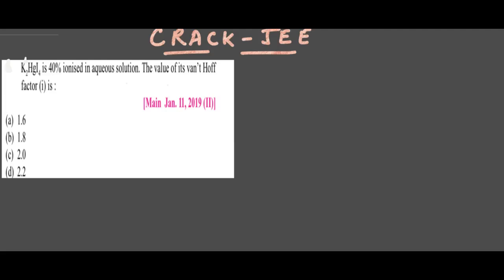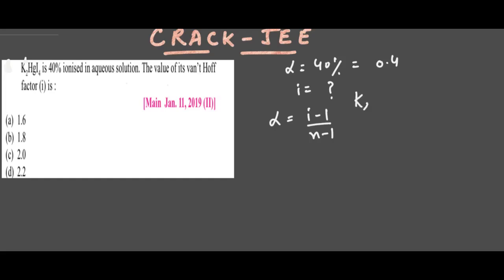The first question says K2HgI4 is 40% ionized. So 40% ionized means alpha is equal to 40%, that gives you 0.4. The value of van't Hoff factor, so i is equal to, this you have to find out. So you know the formula for i, or you can say alpha. Alpha is equal to (i minus 1) upon (n minus 1). This formula is applicable when the dissociation happens.